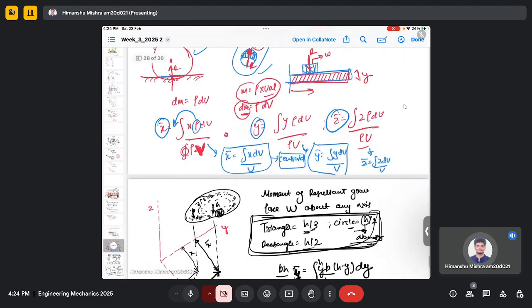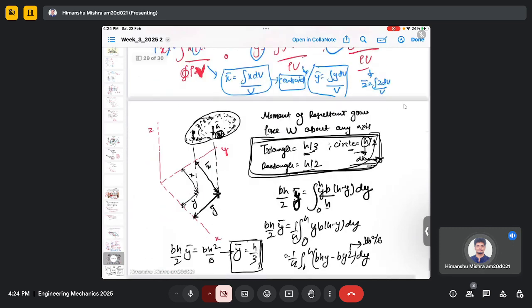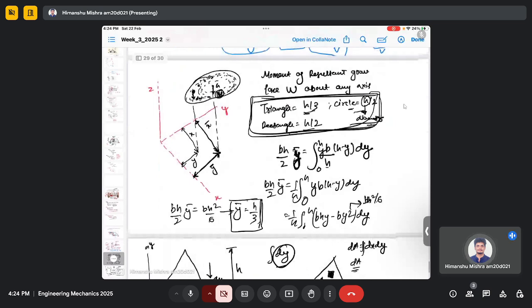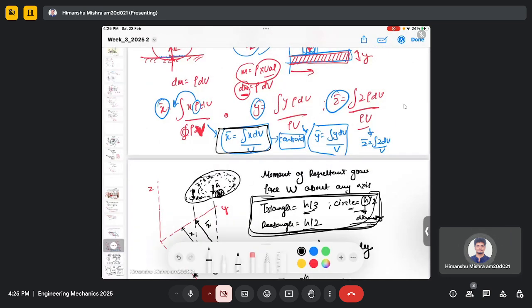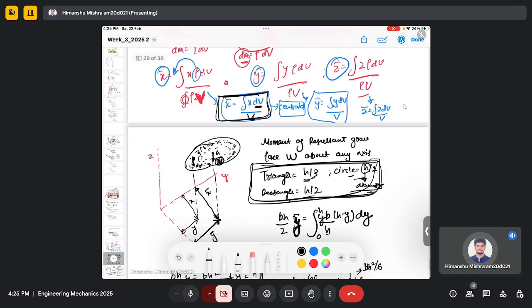So we were finding the center of gravity and center of mass for the arbitrary case. This was last week, at the end of the class. This is the expression for the three-dimensional case, in which you have to consider the volume. For the two-dimensional case, instead of volume you will have the area, so you will have the integral of x dA divided by the total area.